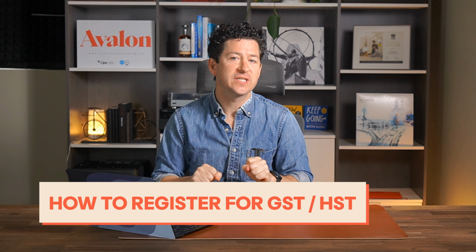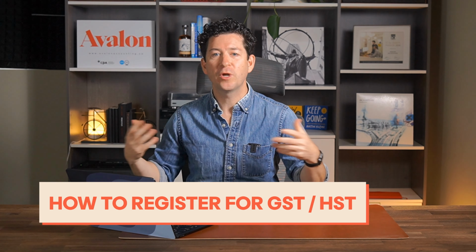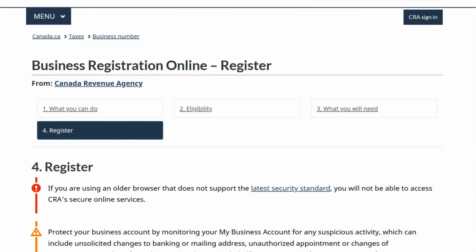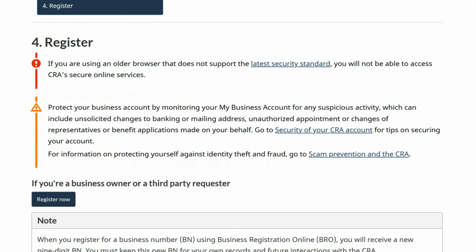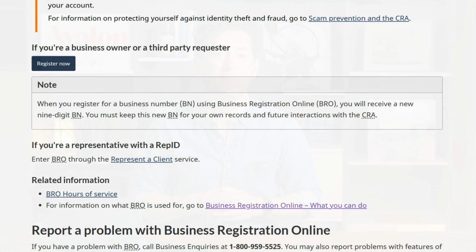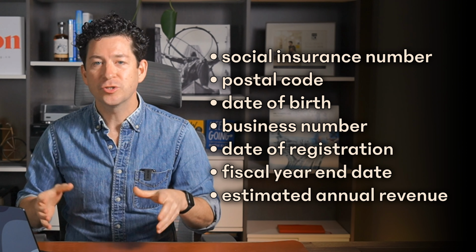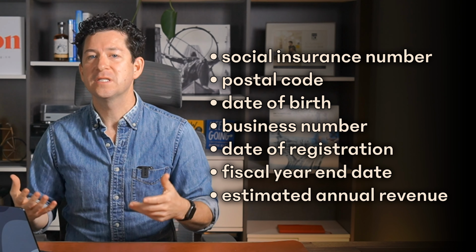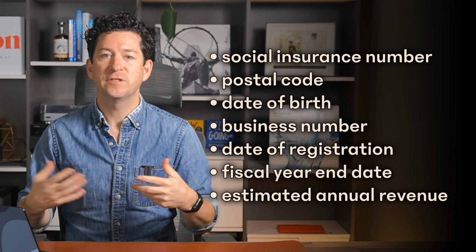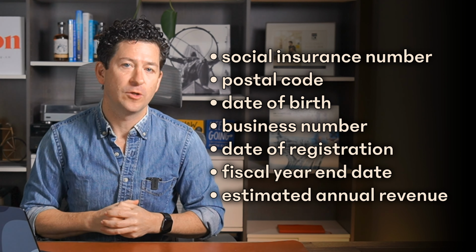Next up, registering for GST, HST. There are a few ways to register. You can register by phone or by mail, which is a bit slow and cumbersome. Or you can register with our favorite method, the Business Registration Online Service, or BRO for short. To register using the Business Registration Online platform, you'll need a bit of information on hand: your social insurance number, postal code and date of birth, your business number, your effective date of registration, your fiscal year-end date, and your estimated annual revenue. The system will take you through a wizard to get your business registered for GST, HST. The process is surprisingly easy, which is not something we usually see from the CRA.